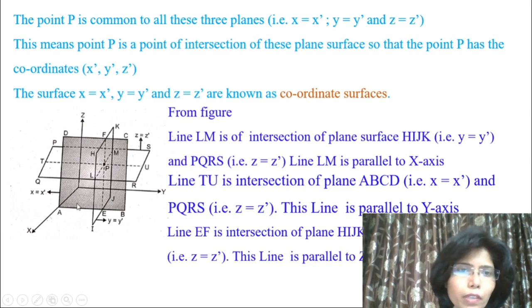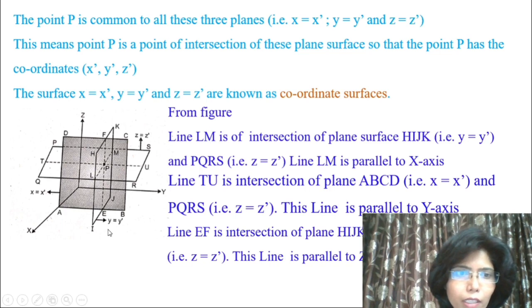Correct? Now, from this figure, the line LM. Now see, this is the line LM which is in the plane of HIJK. This line is the intersection of plane HIJK, that is y is equal to y dash plane, and PQRS, which has coordinates z is equal to z dash. Then line LM is parallel to the x-axis now. And line TU is the intersection of plane ABCD, which has x is equal to x dash value, and PQRS, that is z is equal to z dash. This line is parallel to the y-axis.